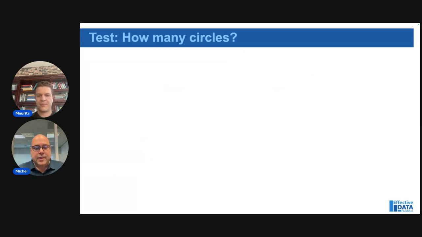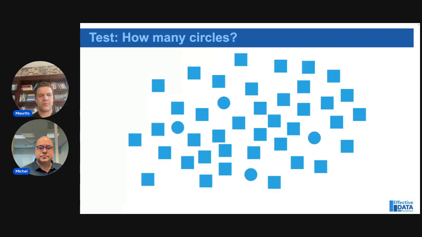Let's do this again. And this time you'll see squares and you'll see circles, and it's always the same color, it's all blue. And I'm asking you here, could you please count for me the number of circles? So ignore everything else, only how many circles. Here we go. 3, 2, 1.